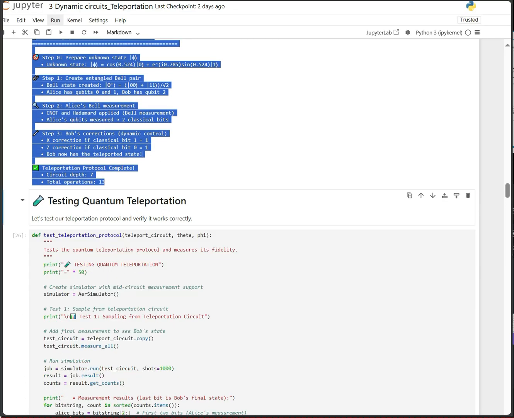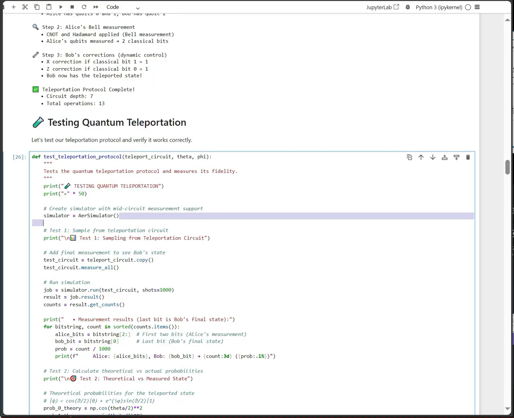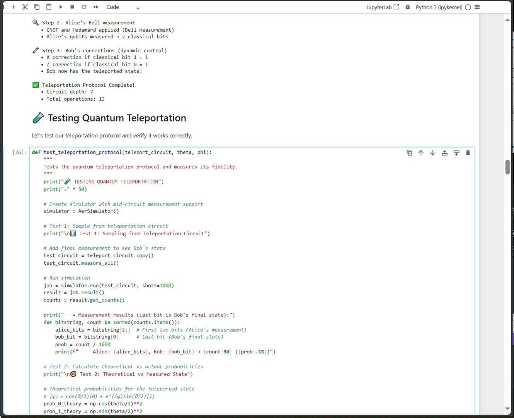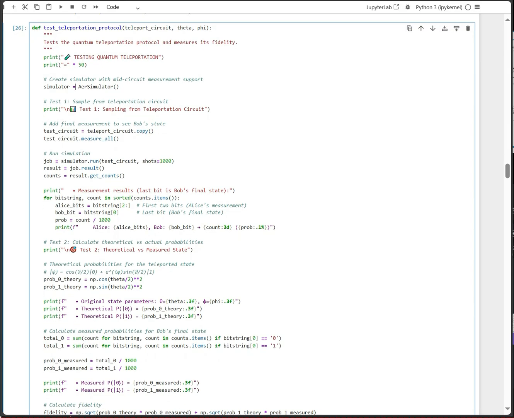And if you check here in the testing teleportation protocol, we're going to use the Aer simulator. This is going to create the simulation with mid-circuit measurement support. Actually, this part is quite straightforward. As in the previous codes, you just need to define the teleport circuit as the copy. You're going to copy the circuit, and you're going to measure all with this function, and then you can run the simulation. Remember, the first one is to add the final measurement to see Bob's state. This is like the last step for the circuit.